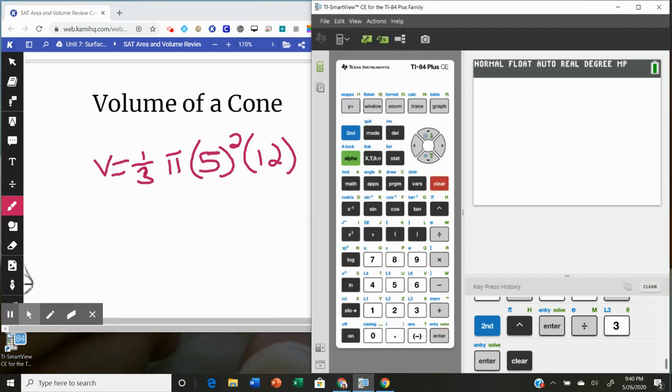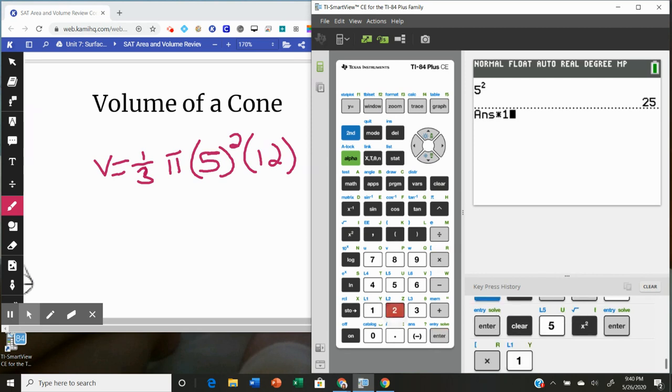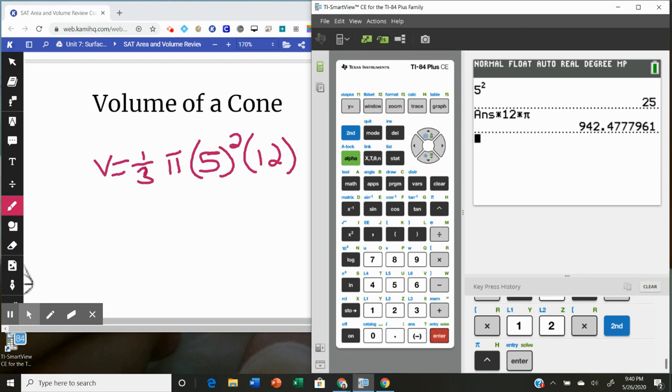So let me clear out what I have here. I'm going to multiply 5 squared, order of operations, right? You got to do exponents first. 5 squared is 25. I'm going to multiply that by 12, multiply that by pi. To get to your pi symbol, you have to hit second and the up arrow. You can also use 3.14 as a decimal approximate. I like hitting enter from here, and then instead of multiplying by 1/3, you can also divide by 3.